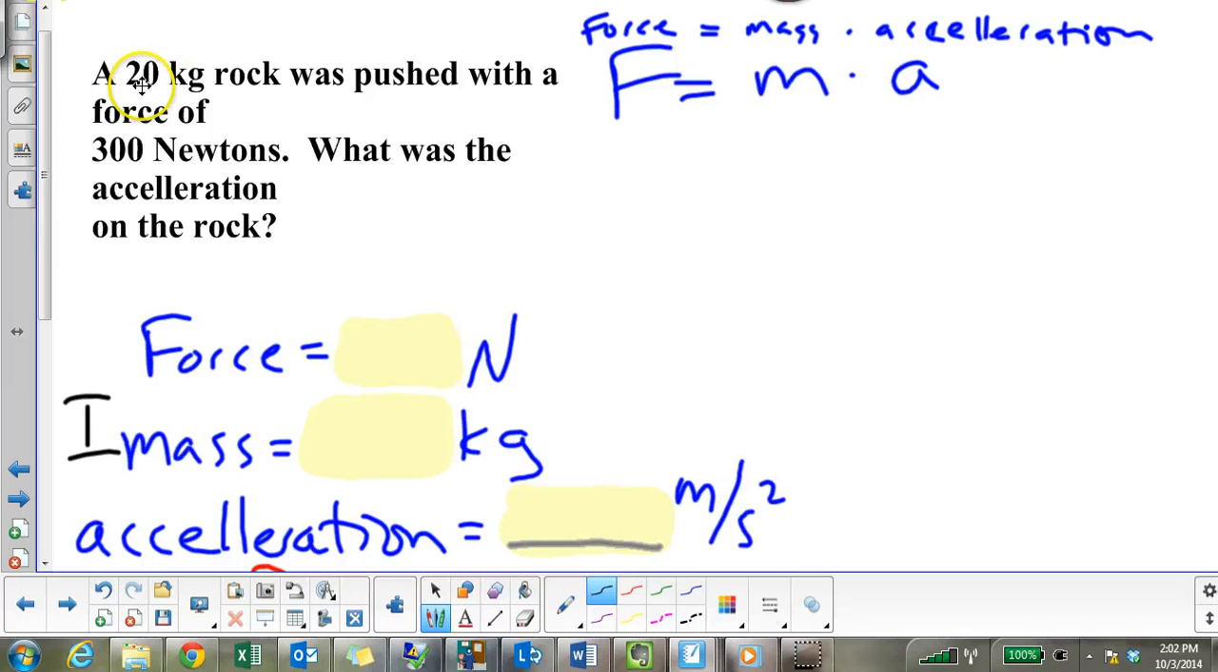So I've got a problem here. A 20-kilogram rock is pushed with a force of 300 newtons. What's the acceleration on the rock? So I just need to identify the variables. So I've got force, mass, and acceleration. And in the problem, the force is 300 newtons. So I'm going to write 300.